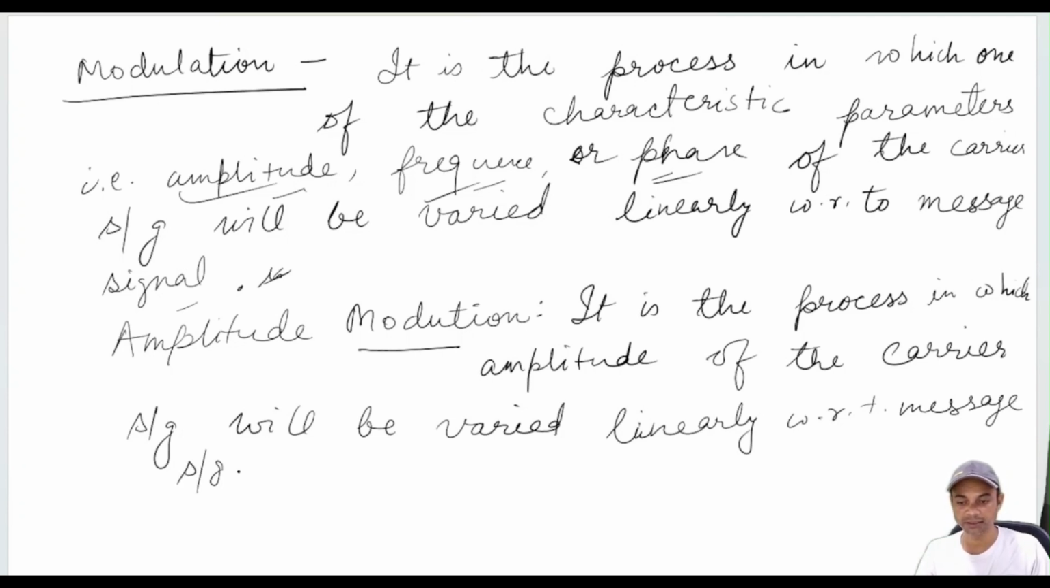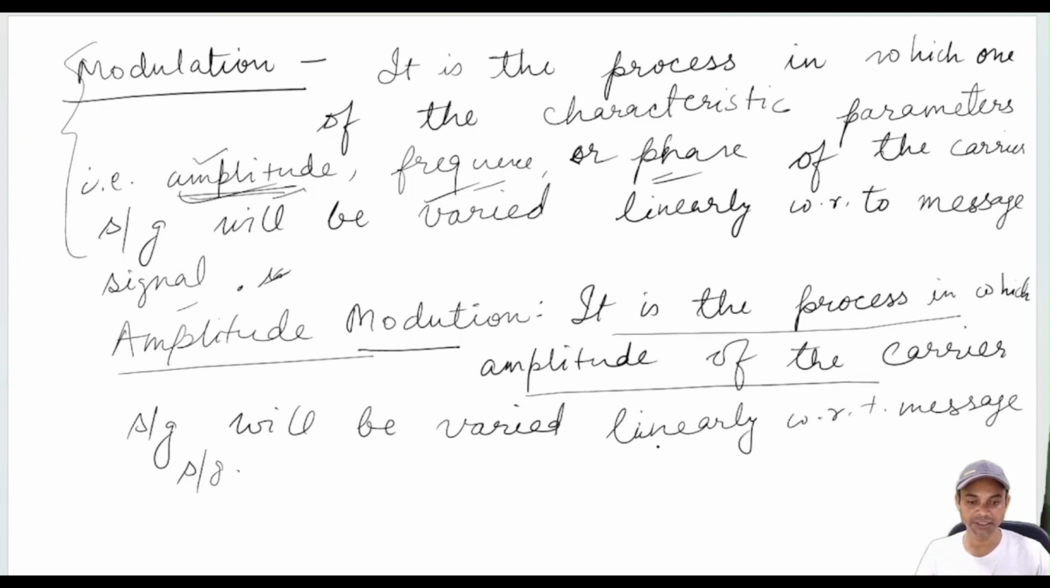I hope it is clear that in the definition of amplitude modulation, we have just taken the single point, amplitude. Then it is the definition of amplitude modulation. It is the process in which the amplitude of the carrier signal will be varied linearly with respect to the message signal. We have to understand this by taking some examples. We have already told you that there are two types of modulation, single tone and multitone. Here we will start with single tone.